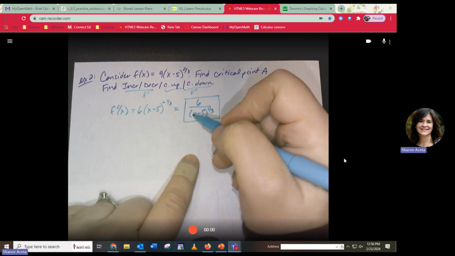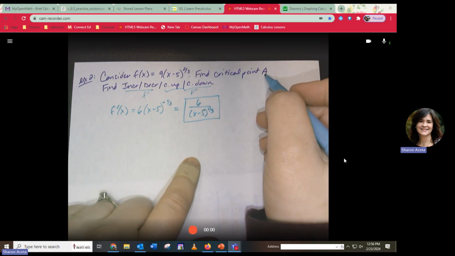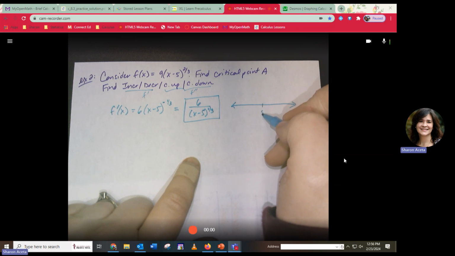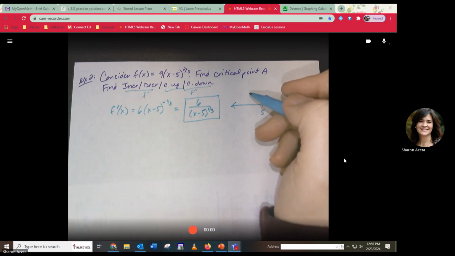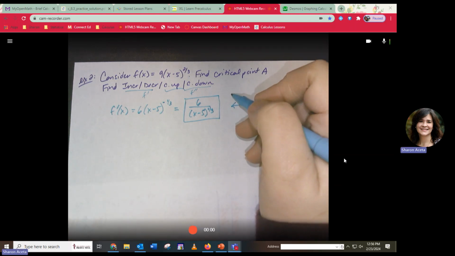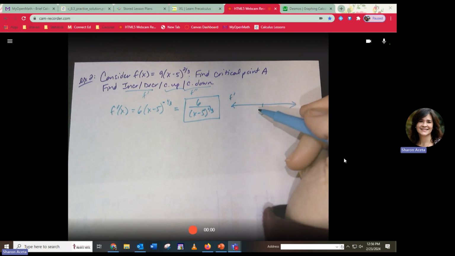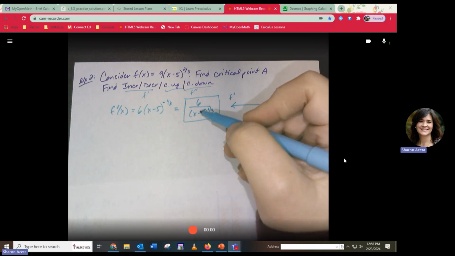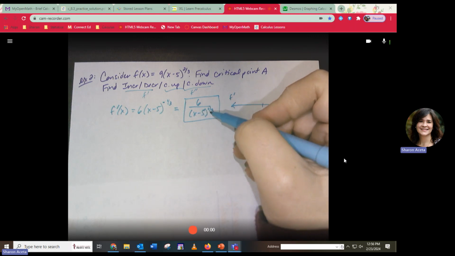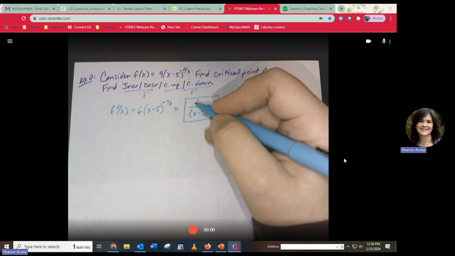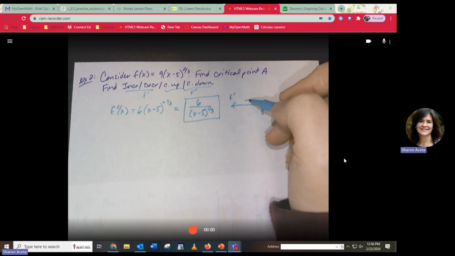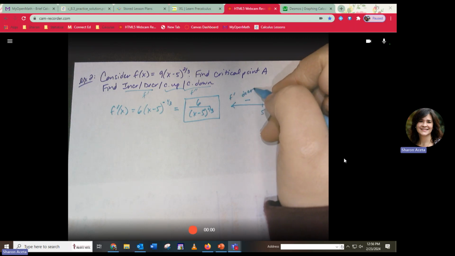Notice we have a critical point right there. They call it A. So our critical point would be at 5. We're going to make a number line. We're going to plug these numbers into that first derivative. So pick a number that comes before 5, like 0. If I put 0 right here, negative 5 to the 1/3 is still negative. And this is always going to be positive. So positive divided by negative is negative.